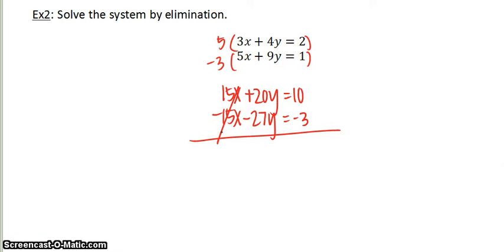So the x's cancel. That's going to be a -7y, and that's going to be a +7, so divide by -7, so y equals 1. Plug it back into either one of the equations.